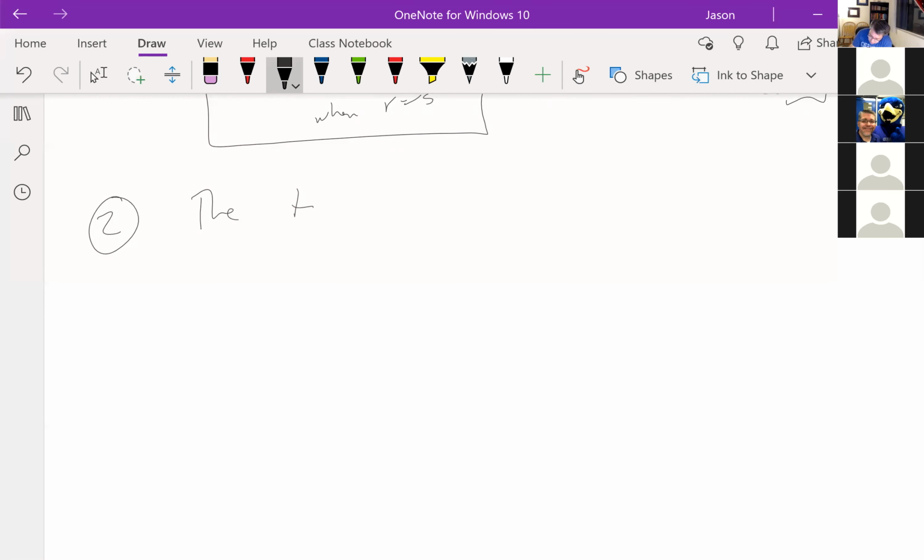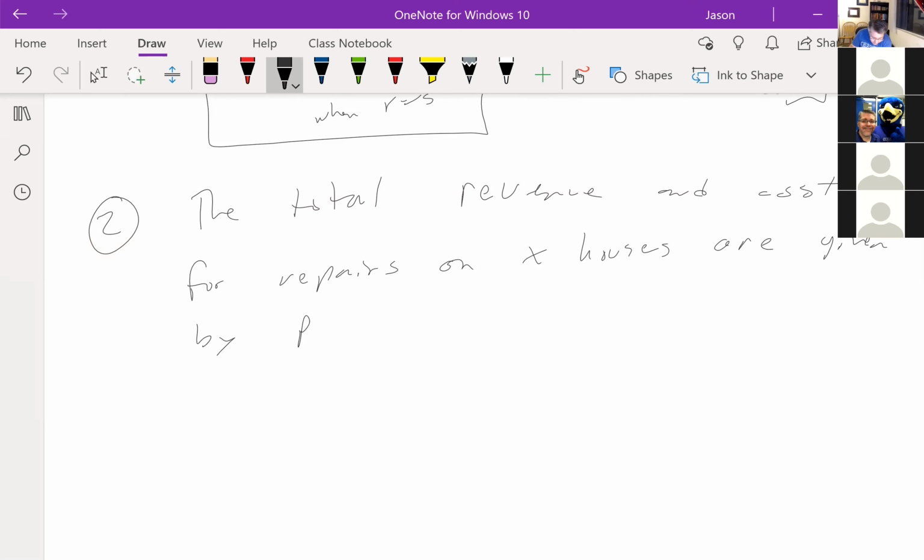Okay, so let's do one from business here. The total revenue and cost for repairs on x houses are given by R of x is equal to 1,000x minus x squared, and C of x is equal to 3,000 plus 2x.